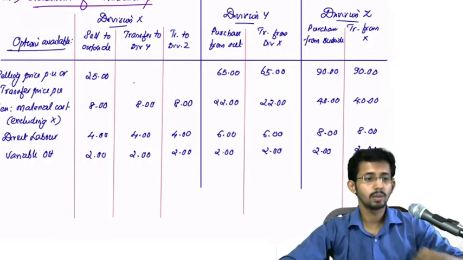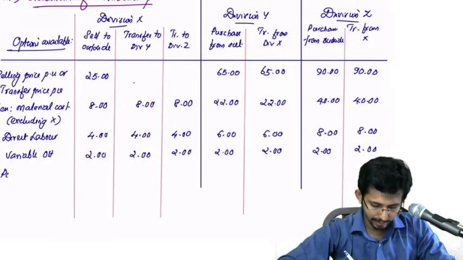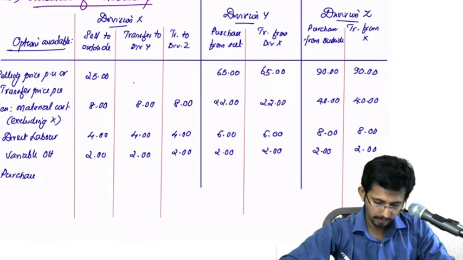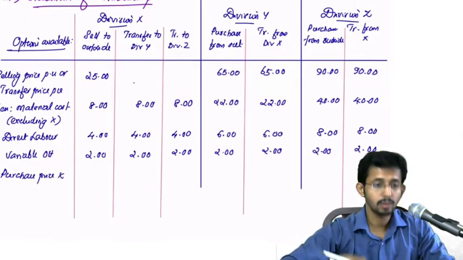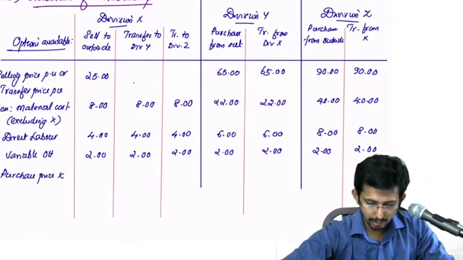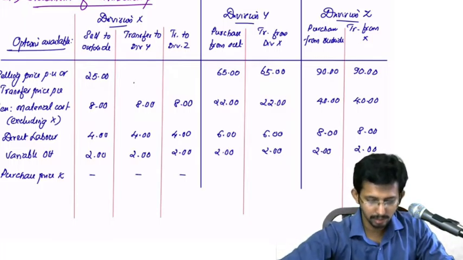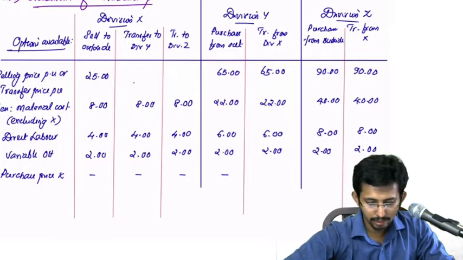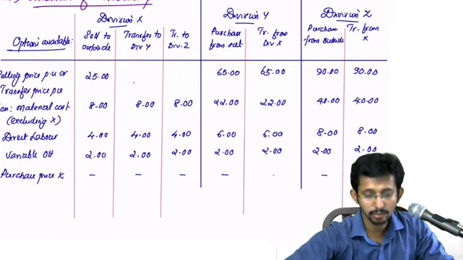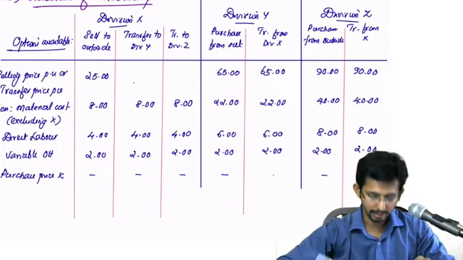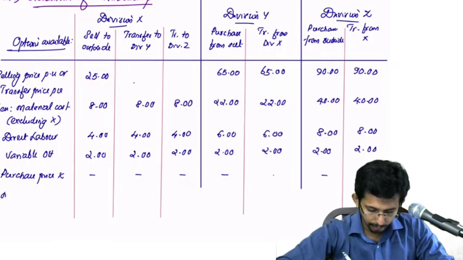Now what else? Purchase price of X. That has to be considered. It will be there. Here it is not applicable, not applicable. Here also not applicable. Here not applicable, and here also not applicable. It will come here as well as here. We will come to that later. Then there is some modification cost.